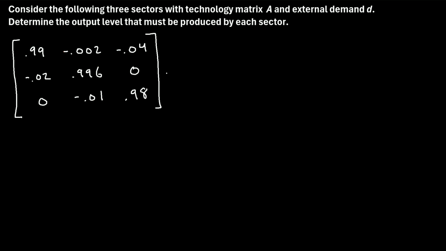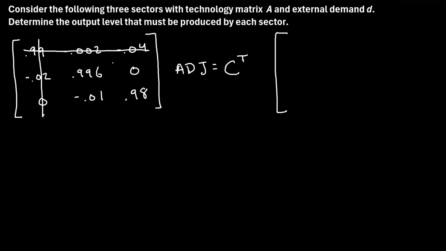Okay, so we want to find the adjoint of this matrix. The adjoint is going to be equal to the cofactor matrix, which I'll abbreviate as C, transposed. So how do we find the cofactor matrix? Well, for each element of the cofactor matrix, here's what we do. For the element in the first row in the first column, we temporarily imagine that we remove the first row and the first column, and then we find the determinant of the resulting 2 by 2 matrix.